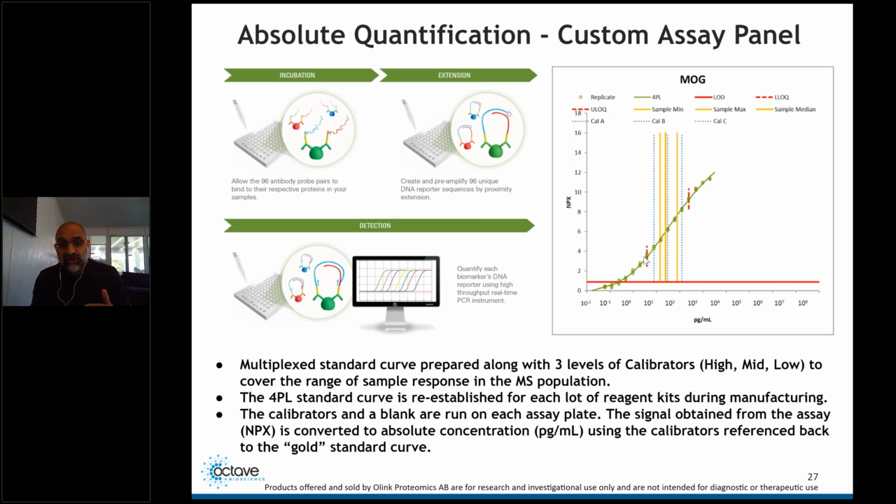The reference standard curve, a 4-parameter logistic regression, is reestablished for each lot of the reagent kits during the manufacturing process of that lot. The calibrators and a blank are run on each assay plate, and the signal obtained from the assay in normalized protein expression units is converted back to absolute concentration using the calibrators referenced back to the gold standard curve. So this was a very important component of our custom assay panel, and one in which Olink did a great job of meeting our specifications in terms of designing an absolute quantification approach that represented our intended use population in MS samples.